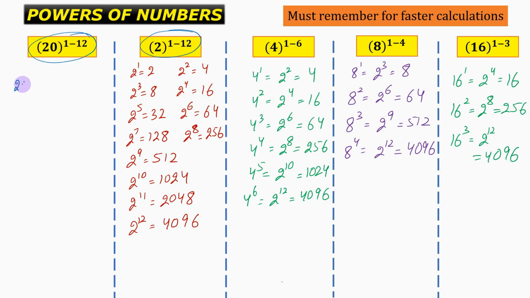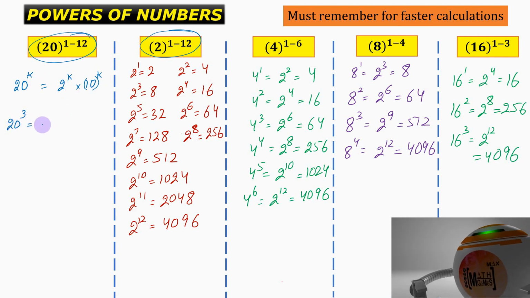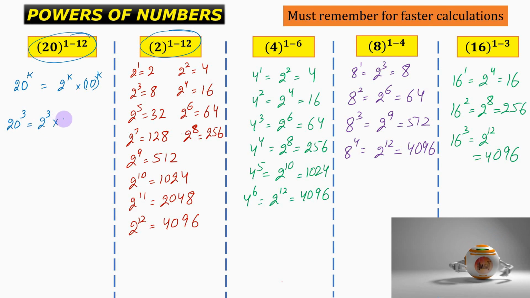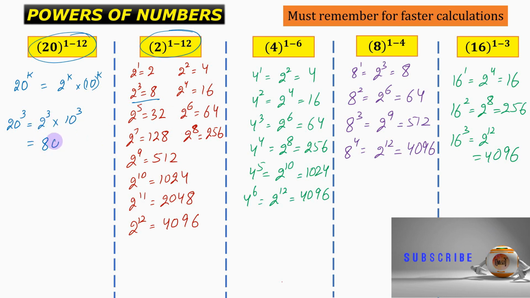And then we have powers of 20 and we will relate it to the powers of 2. Now 20 to the power anything, that is, let us suppose 20 to the power k can be written as 2 to the power k into 10 to the power k. Alright. Now let us take the example 20 cube. So 20 cube can be written as 2 cube into 10 cube. So this is equal to 8, that is 2 cube, followed by 3 zeros.